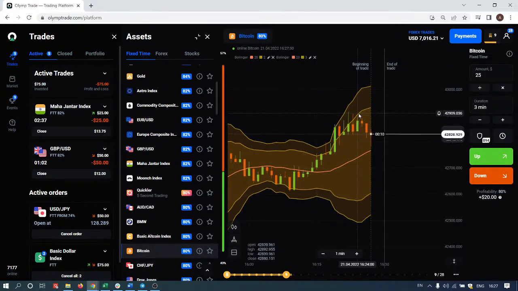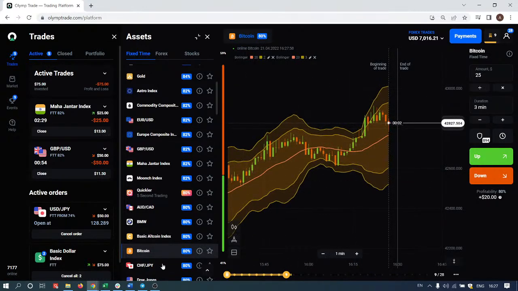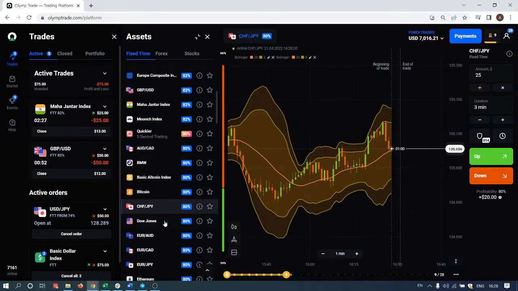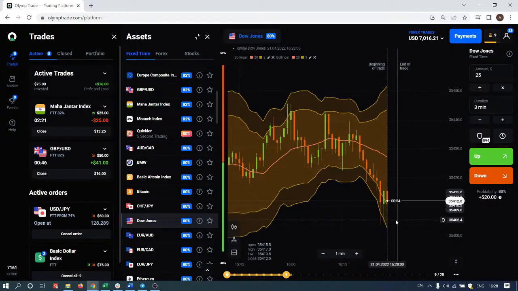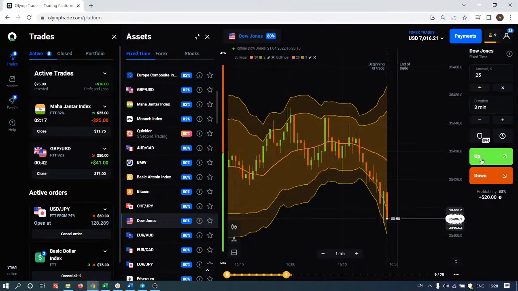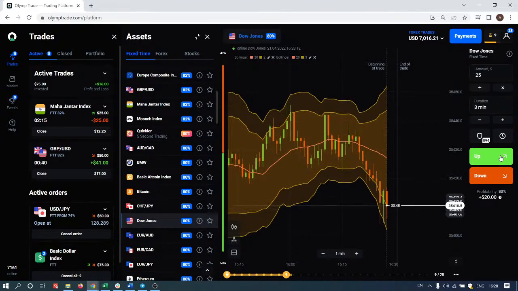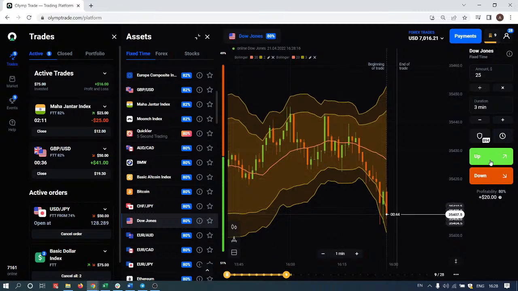Okay, so 42 point. Wow, we're already at 43,000. I didn't notice how fast we went here. Okay, so Dow Jones is really okay. So this is going to be interesting. Yes, that was signal number one, and this can be signal number two here on Dow Jones.